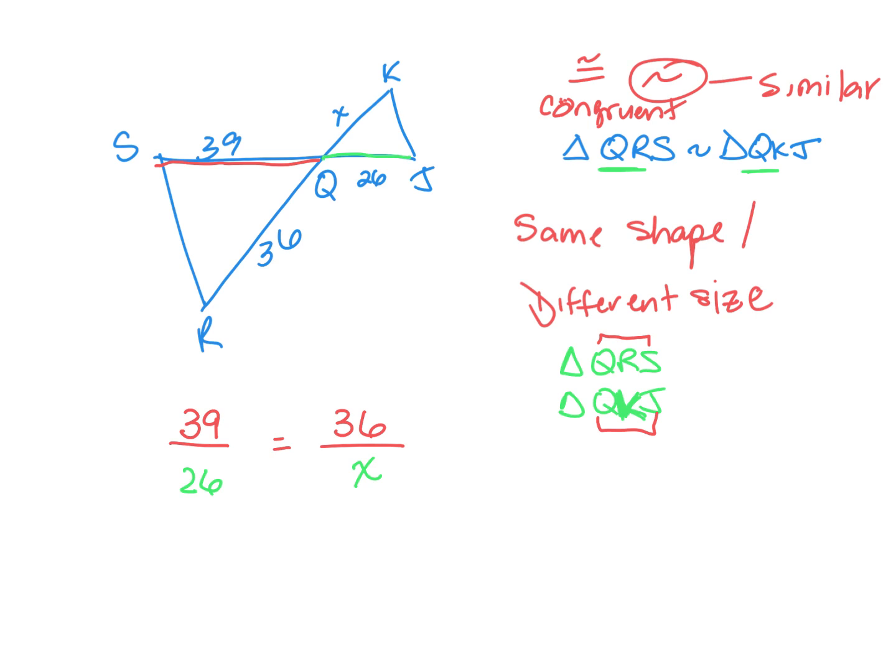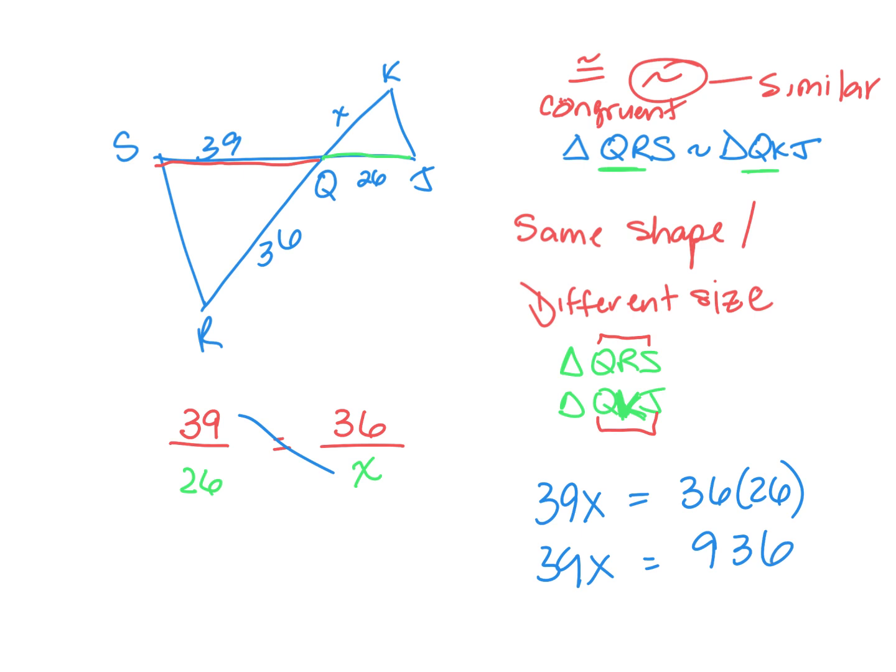And you cross multiply, and it would be 39x equals 36 times 26. What is 36 times 26? So 39x equals 936. And then you divide by 39 to leave the x alone. 24. And x is 24.